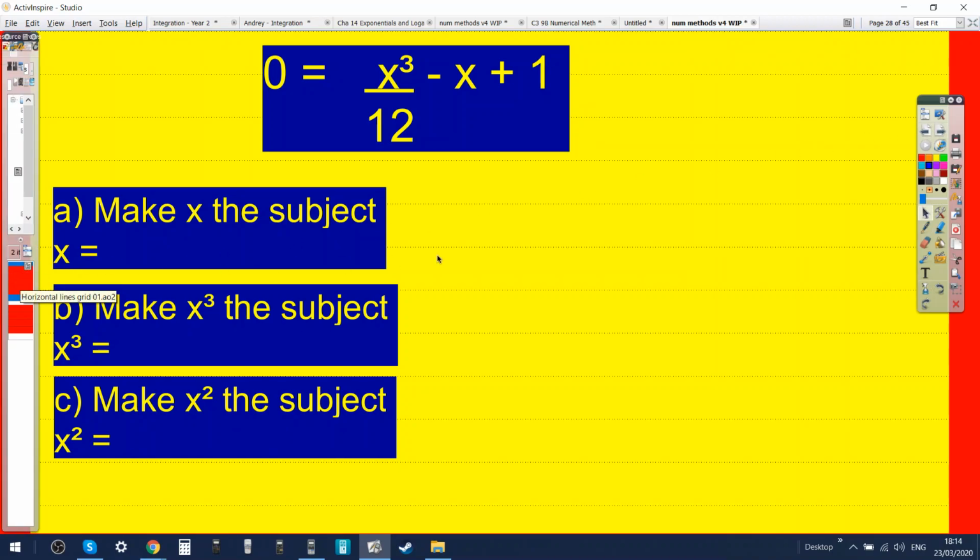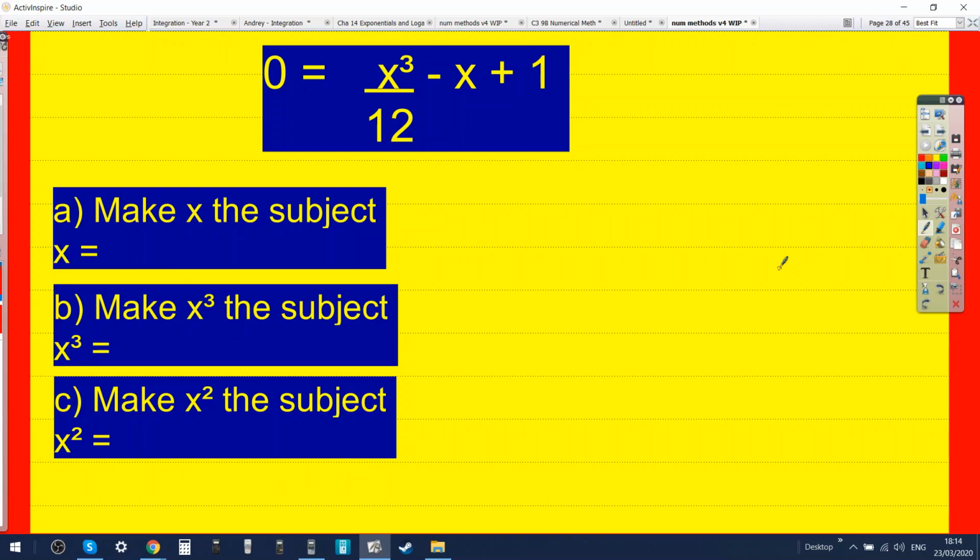Okay. This one, make x the subject. So 0 equals x cubed over 12 minus x plus 1. So 12 equals x cubed minus x. Minus 12. Yeah. So you're trying to make just x equals. Just x. Okay. So then you do just x equals x cubed over 12 plus 1. So that's the simplest way.